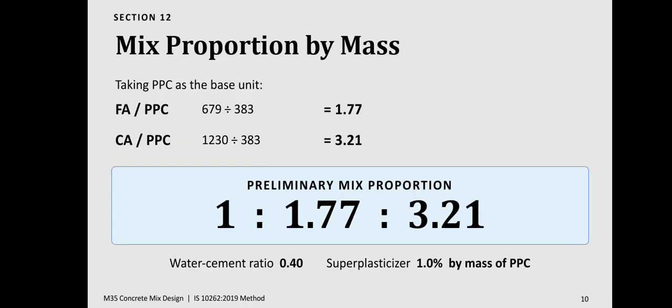So now mix proportion by mass. Expressing that as a ratio with the cement as our base unit, fine aggregate over cement gives 1.77 and coarse aggregate over cement gives 3.21. So our preliminary mix proportion is 1 : 1.77 : 3.21 at a water cement ratio of 0.40.